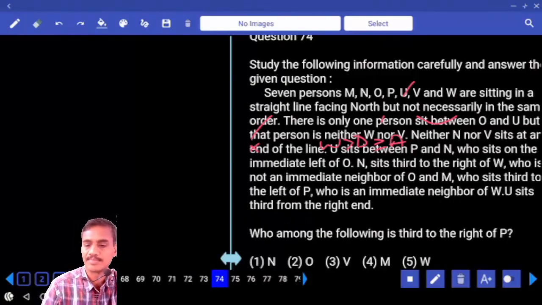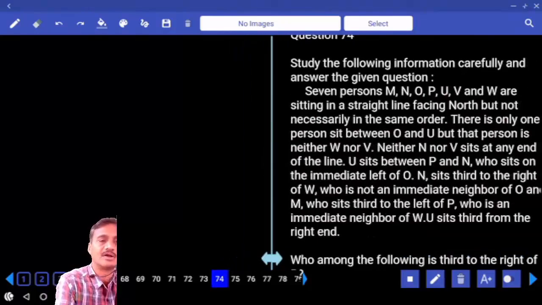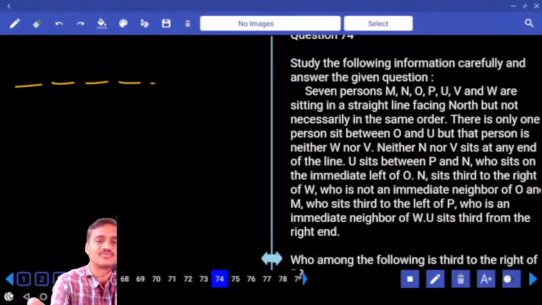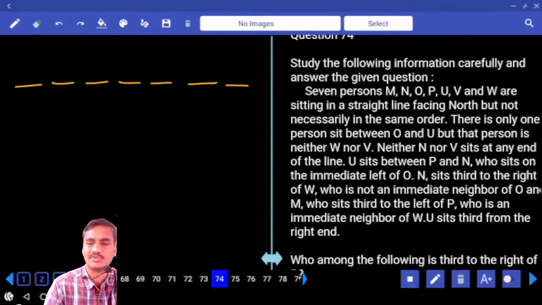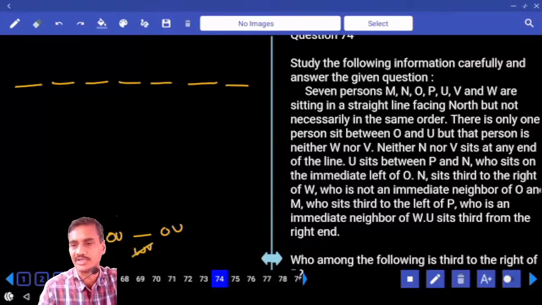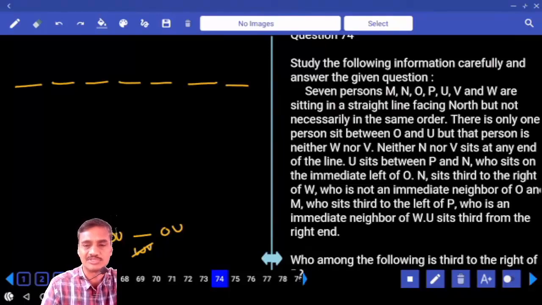Then next one. And 74 onwards, now it is based on row arrangement. How many persons? There are only 7, 4, 5, 6, 7. And they are facing towards north. And there is only one person between O and U. But that person is neither W nor V. Neither N nor V sits at any one of the extreme ends of the line. And U sits between P and N. N sits on the immediate left of O.